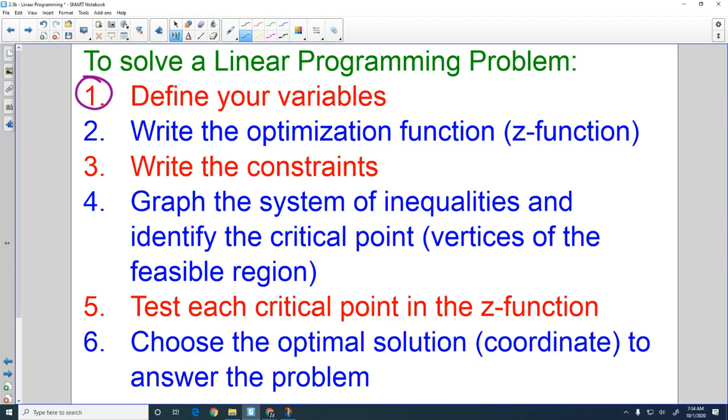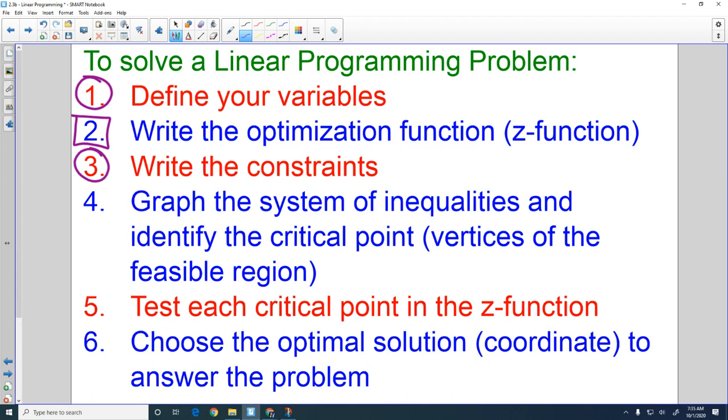A new part here, write the optimization function, the Z function. This is going to be a new piece. Basically, it's going to be all the numbers in the problem that don't have to do with the constraint. It's whatever you're trying to optimize. Writing the constraints, those are just the inequalities. You've done that already. That was Monday's lesson.